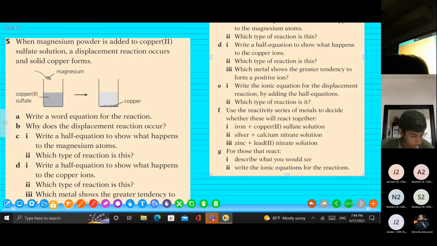When a magnesium atom becomes a magnesium ion, whether the electrons are lost or not, that's a simple thing, no? Right? Magnesium is in group 2, it has only 2 electrons in the last shell. You can think about it, right? And then they ask, why does the displacement reaction occur? That's what we have been learning about, the reactivity series.